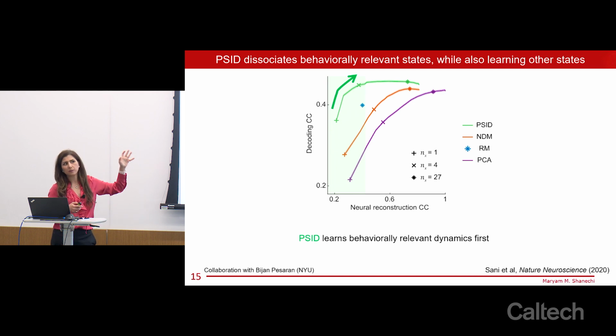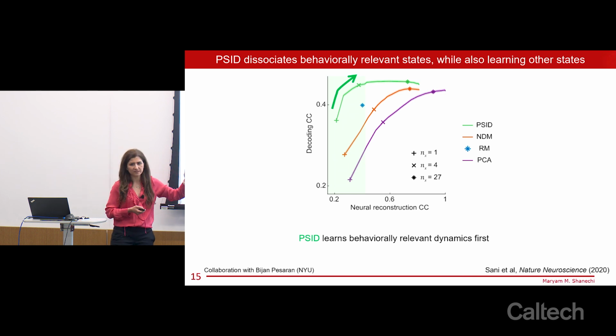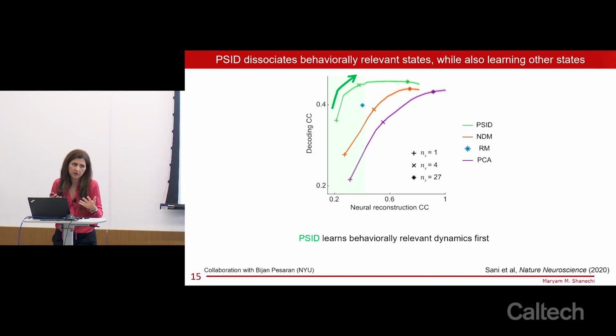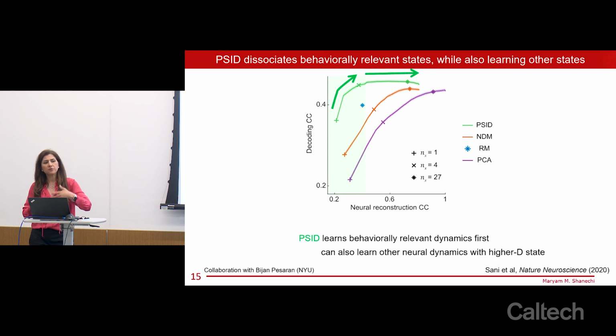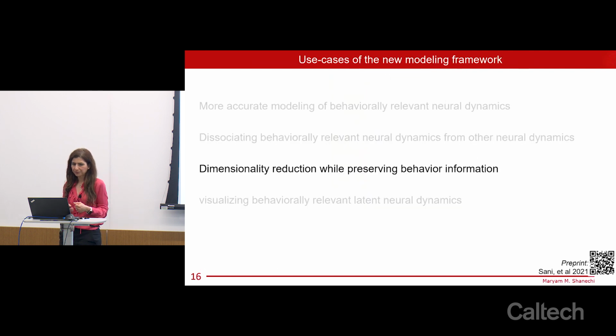This shows you more explicitly how it's dissociating behaviorally relevant dynamics, because it's first finding those states that are most predictive of behavior and therefore climbing up this way. But if you look at NDM or PCA, they're not climbing up. They're actually climbing both axes, and therefore they're getting states that are mixed up. There's no dissociation involved. Now, if I give PSID more and more states, it keeps climbing, this time on the neural reconstruction axis. So it can get you the additional latent states that are explaining neural activity. So this more explicitly shows you this power for dissociation.